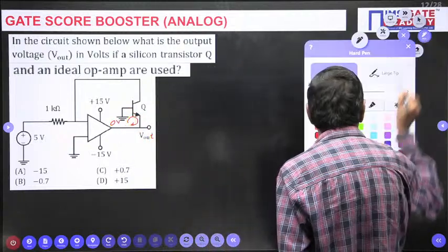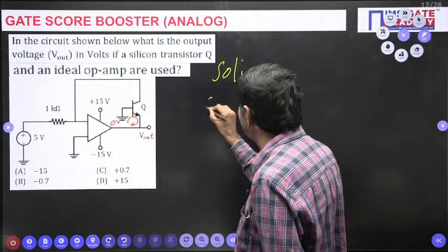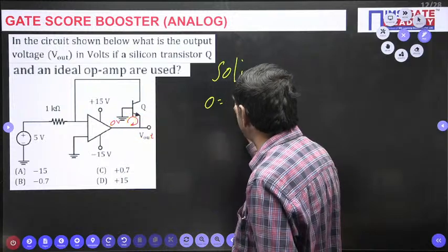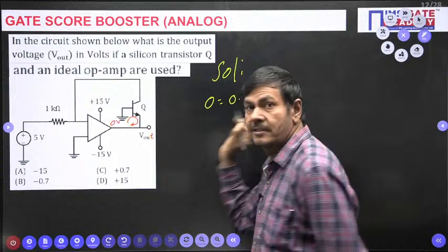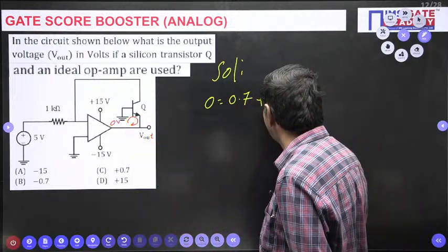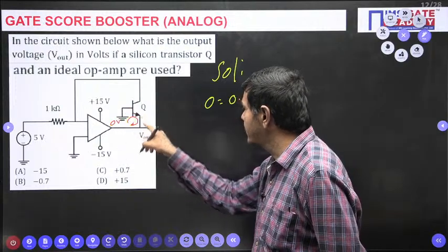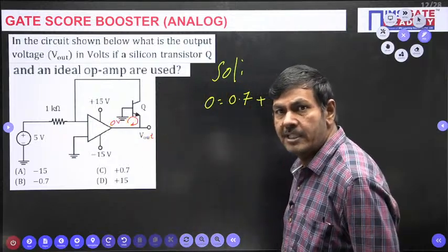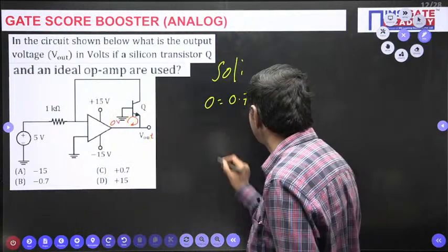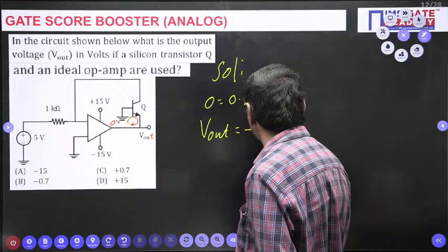I say 0 volts equal to, when I go this side from base to emitter, 0.7 voltage, not given. 0.7 we can put if not given. When I go down, plus V out. KVL I applied: 0 voltage equal to 0.7 plus V out. Then what is V out? Yes, B is correct, exactly correct. So V out is calculated directly. That value is nothing but minus 0.7 voltage.